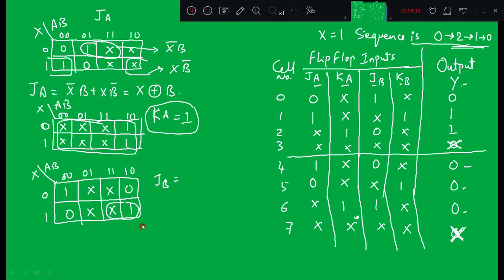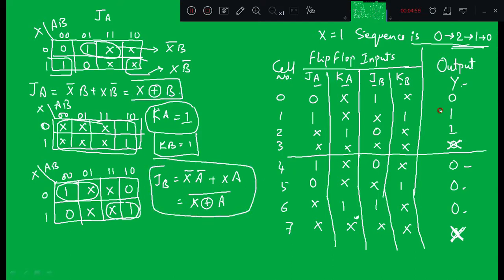The next one we'll put the K-map for JB, right? So this one can be combined with this don't care, and this one can be combined with this don't care. The expression for this group is X bar A bar, and the expression for this group is X A, which is equal to X XNOR A. And for KB, no need to put a K-map, we can directly write KB is equal to 1. Just put those Boolean expressions in a box.